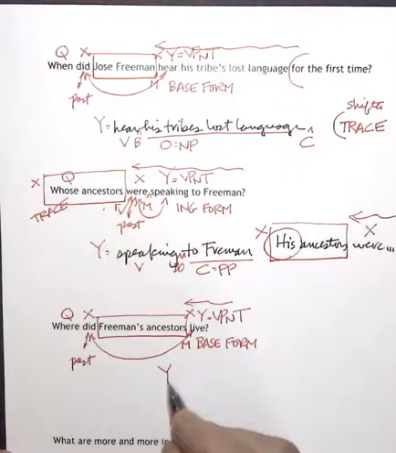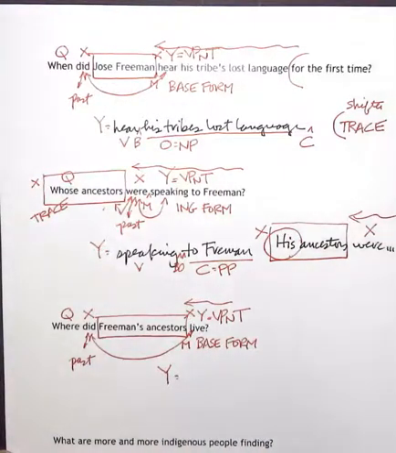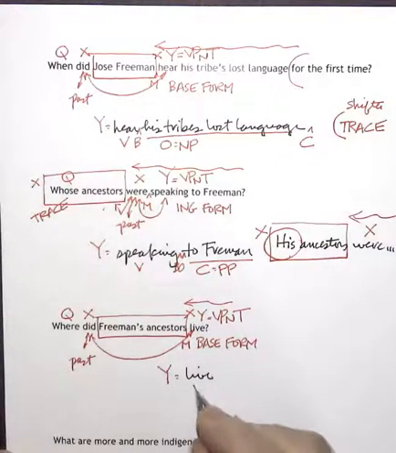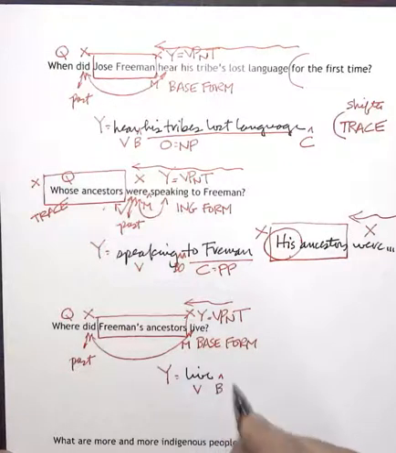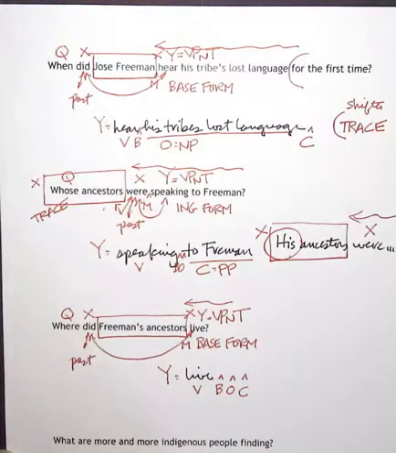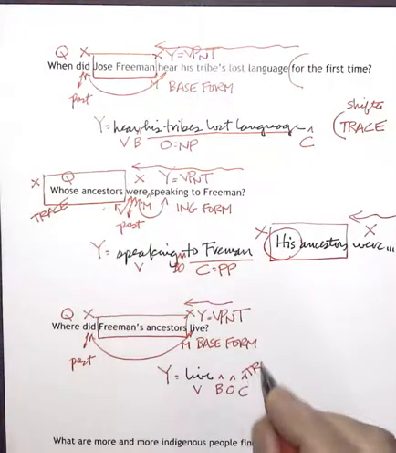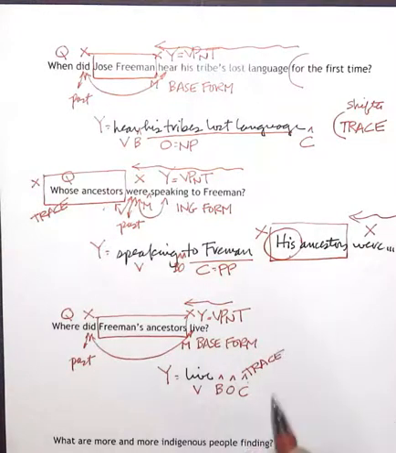Let's rewrite the Y. Live. And we see that the verb is here. Particle place is empty. Object place is empty. And the complement place is empty. So, where did Freeman's ancestors live? Freeman's ancestors lived in Texas. The trace is here in the complement place. That's where I'd put the answer, like in Texas or in California or in Canada.